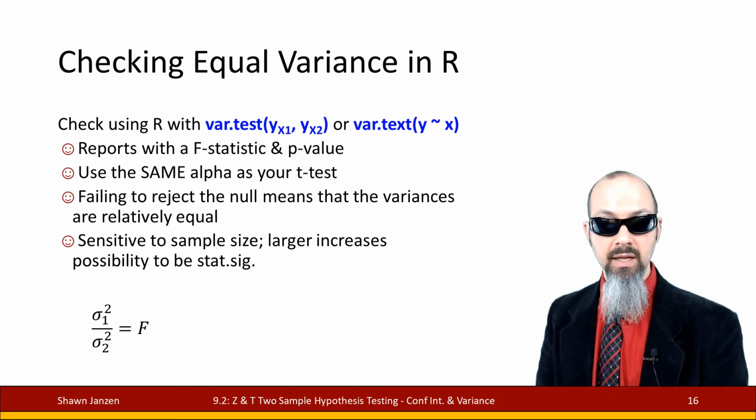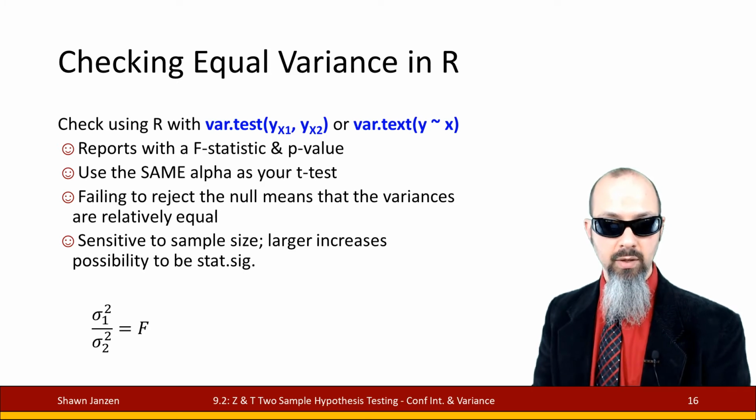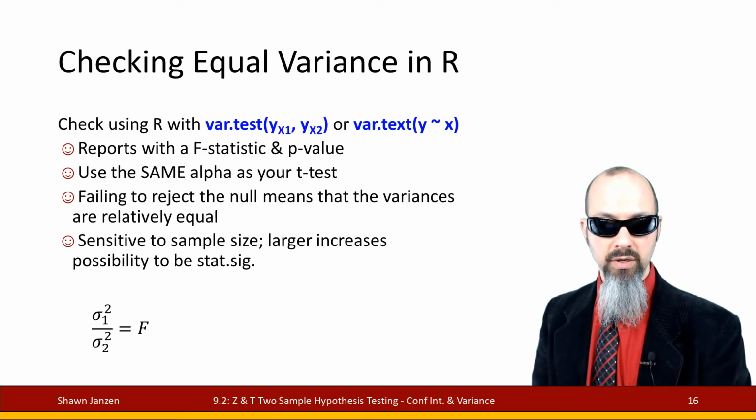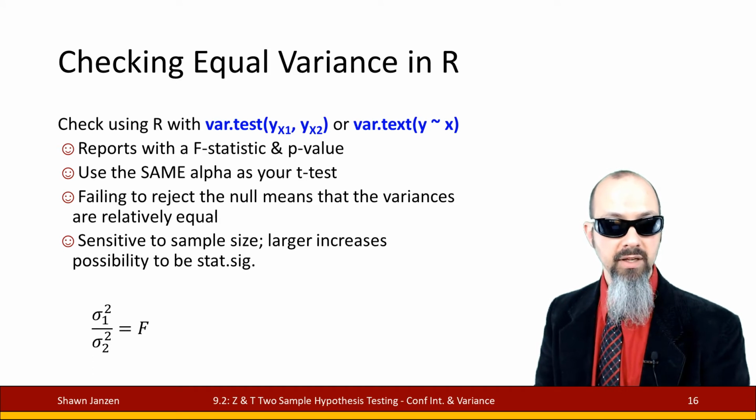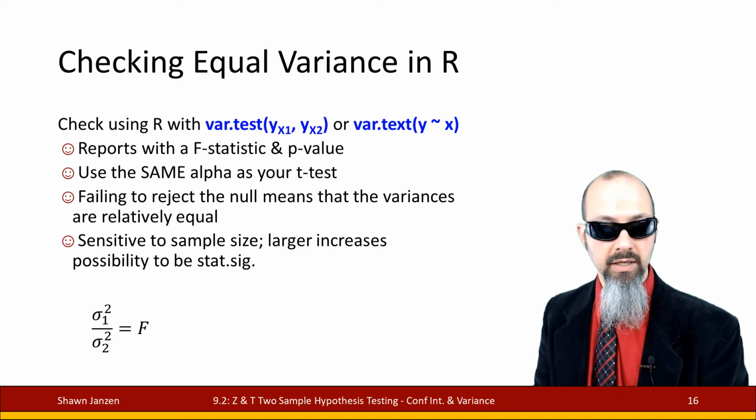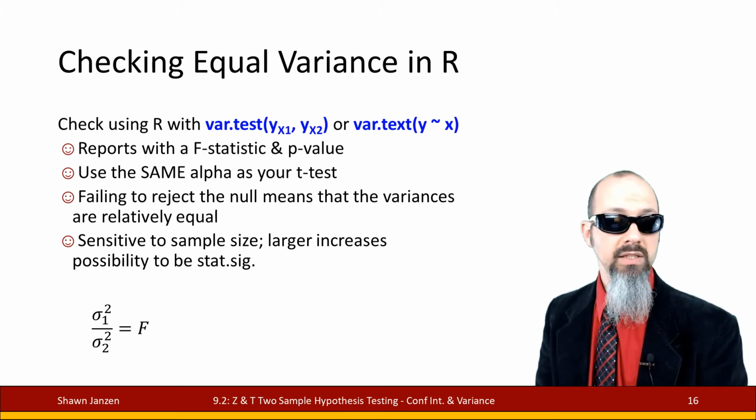Now keep in mind, this is not the p-value in the results for your original hypothesis testing. This is just to figure out the hypotheses to see if you have equal variance or not. And so you're going to use the same alpha that you use with your t-test, that way you're keeping in line with your analysis, and you're going to fail to reject the null. And if you do so, that means that the variances are relatively equal.